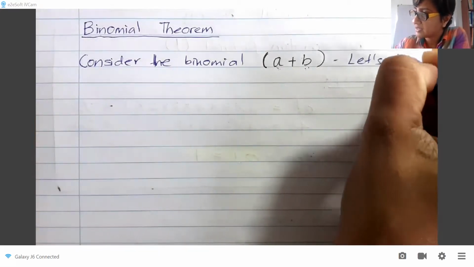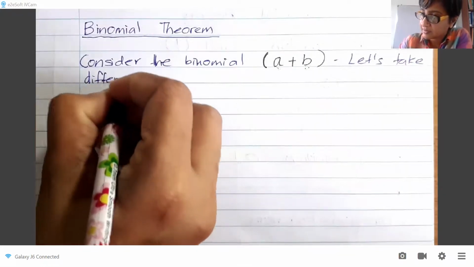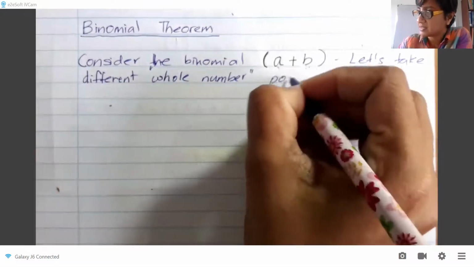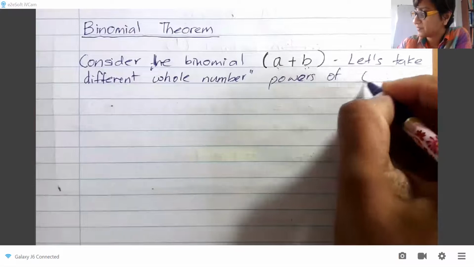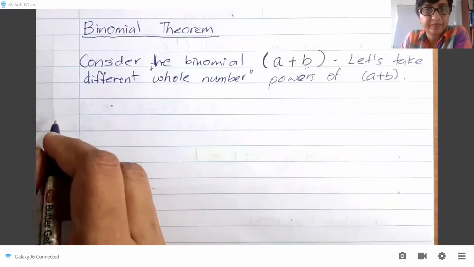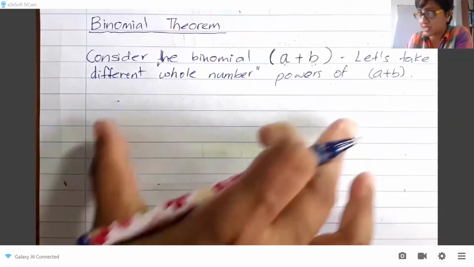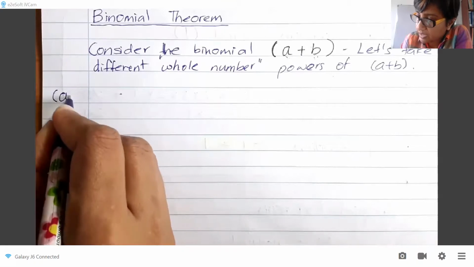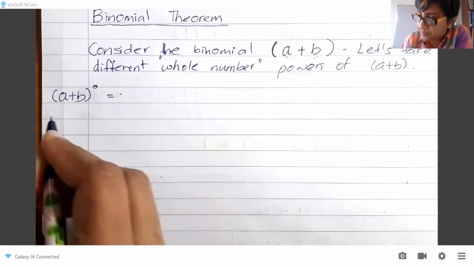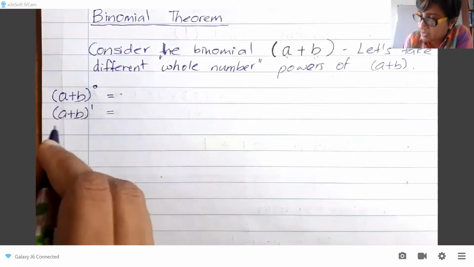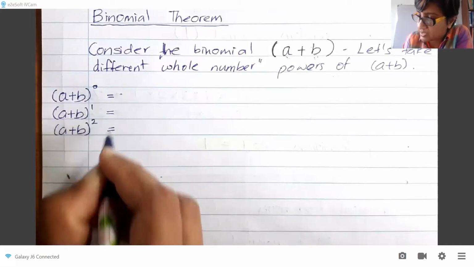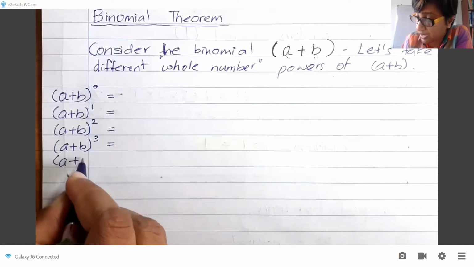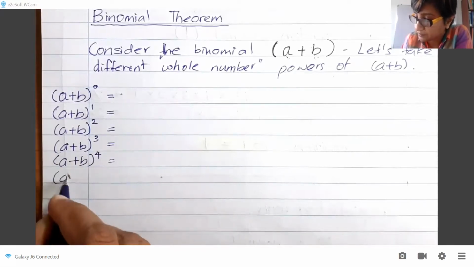Let's take different whole number powers. Very important, whole number powers of a plus b. So let me write a few. You have to write this very nicely. Make sure that you have some space here. I want you to write a plus b to the power of 0 equals, a plus b to the power of 1 equals, a plus b to the power of 2 equals, a plus b to the power of 3 equals, let's do till about power 5, to the power of 4 equals, a plus b to the power.